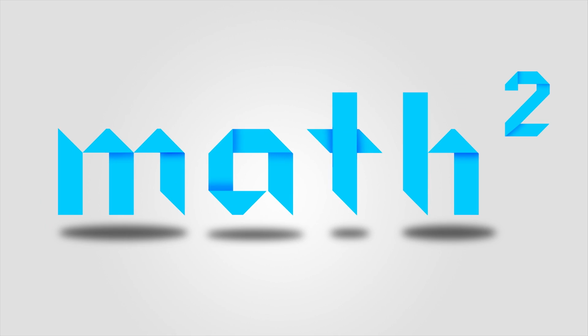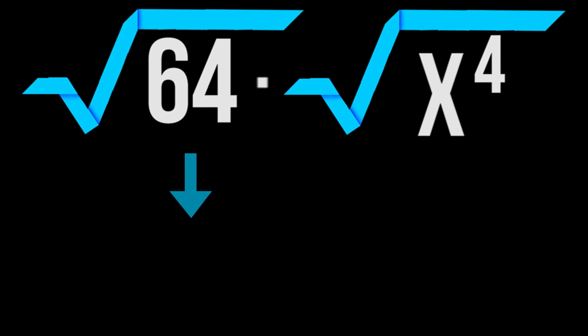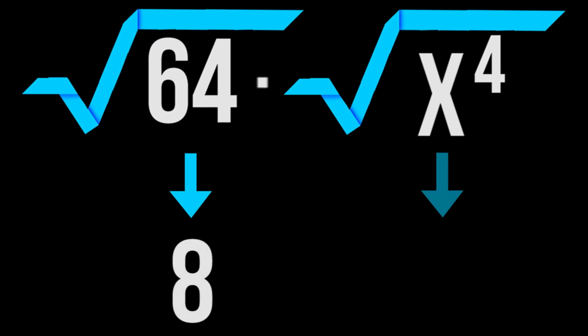Now we have the second problem. The second problem is the square root of 64 times x to the 4th power. Let's give each of them their own individual root signs. So now we have the square root of 64 times the square root of x to the 4th power. The square root of 64 and the square root of x to the 4th power can be simplified. The 64 will become 8, and x to the 4th power will become x squared. Now we can combine them to become 8 times x squared.